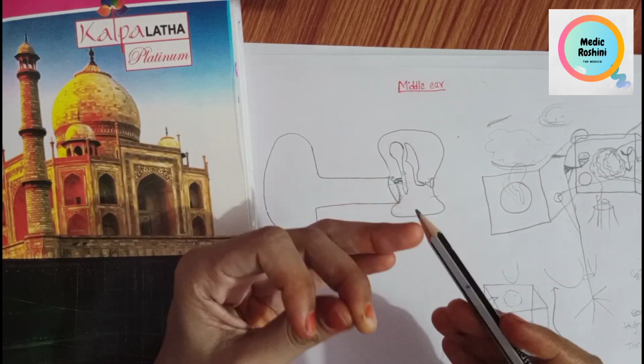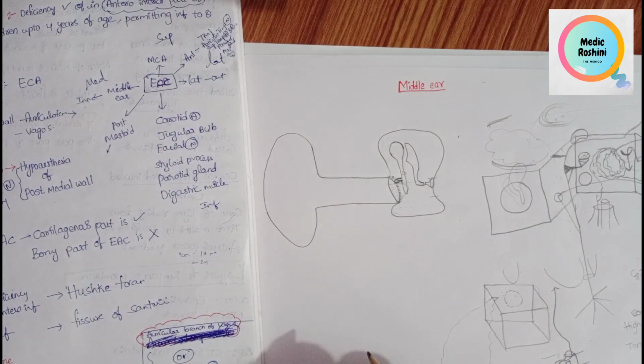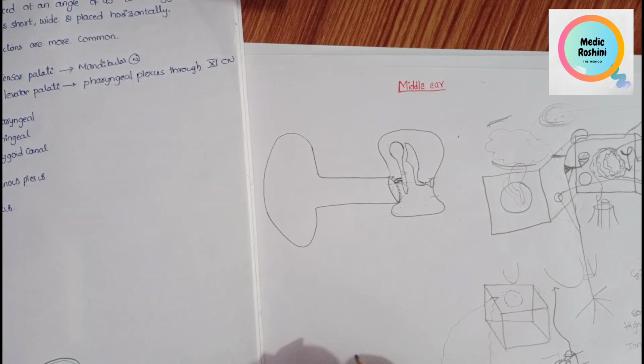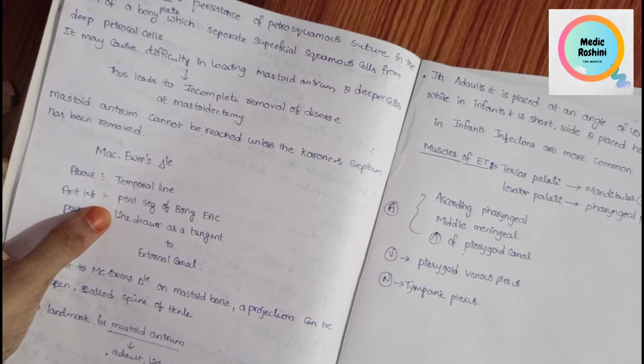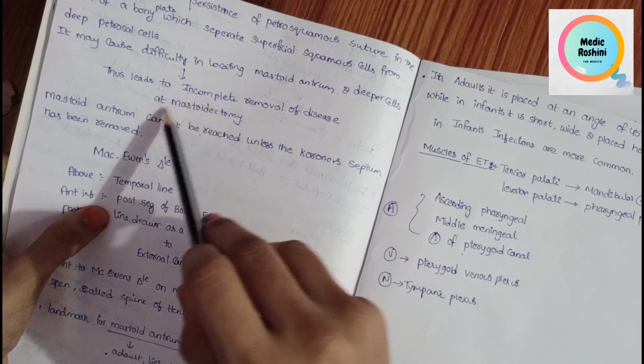difficulty in locating the mastoid antrum, and another point is there. I forgot that point. Difficulty in locating the mastoid antrum thus leads to incomplete removal of disease at the mastoidectomy.